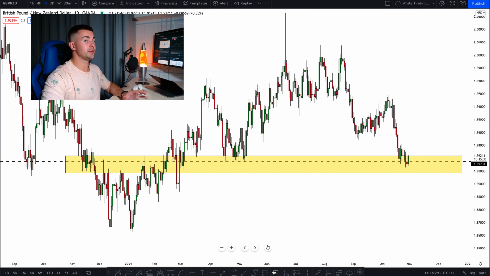Now we are on a daily time frame. And here's the yellow zone that we just discussed, the structure zone that we spotted in the weekly. And to analyze that, we will execute the price action analysis on a daily.